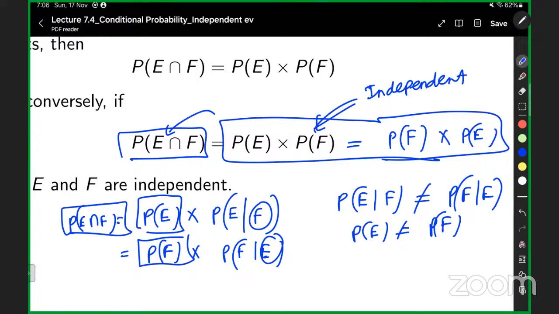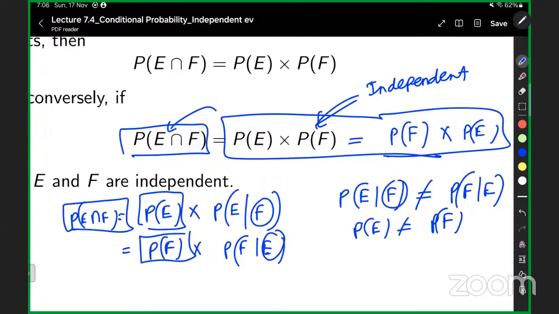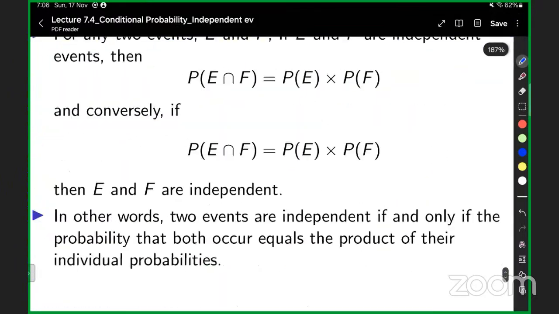So if they are not independent, then you have to be a little bit careful about what to do first. What is given to me? F is given, then I have to figure out E, or it's vice versa.